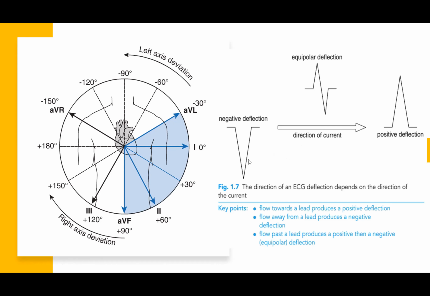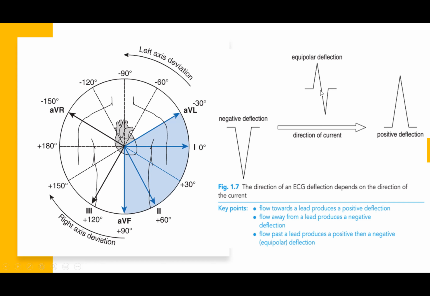As I was saying before, in general, the direction of the current will be from negative to positive, and most importantly, whenever something is depolarizing toward one of the leads, that will be recorded as something positive. In this example, you can see that the direction of the current is going from left to right. There is a lead on the right side of the screen and another lead on the left side of the screen. So you can see that the left one will show us a negative deflection. Meanwhile, the one on the right, because the current is going towards it, is going to be positive.